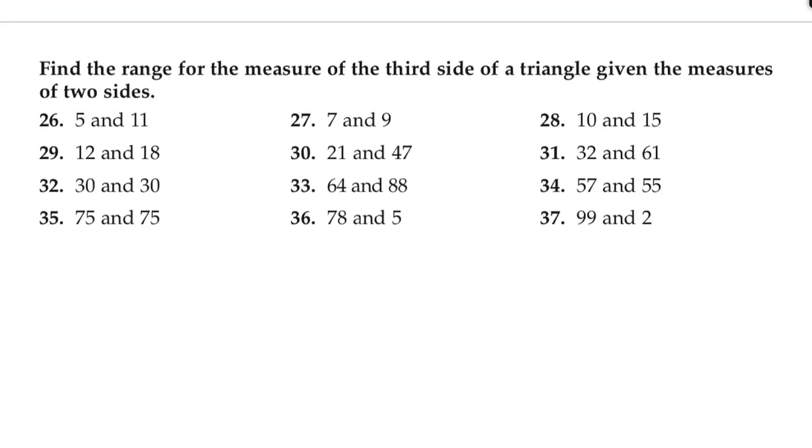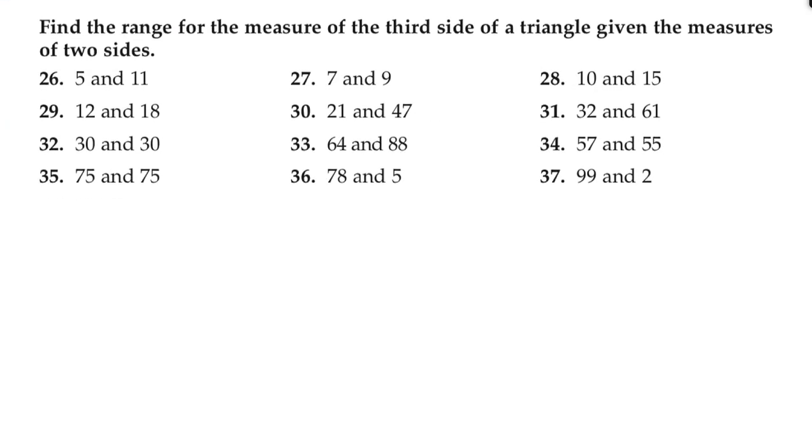All right, now let's do it with unknowns, okay? Let's do a couple. What about this one? All right, well, let's just label the other side x. You know it's 99 and 2 and x, so 99 plus x is bigger than 2, 99 plus 2 is bigger than x, and 2 plus x is bigger than 99.